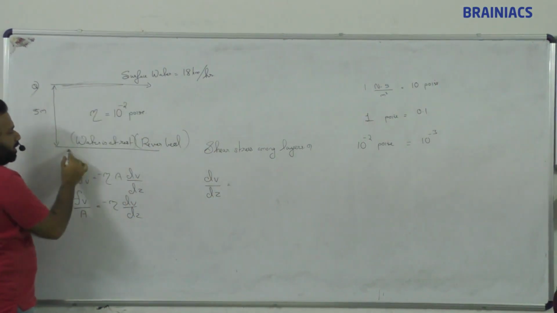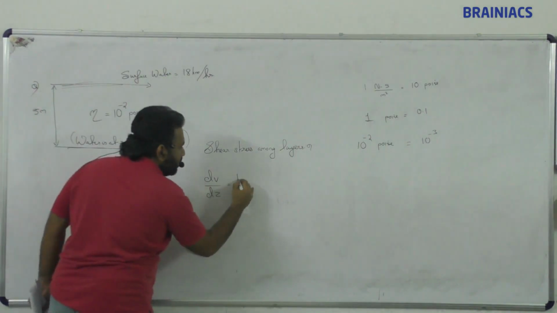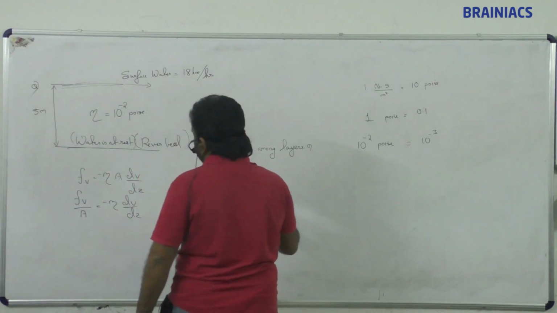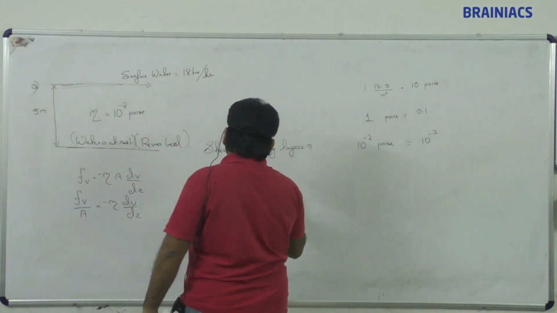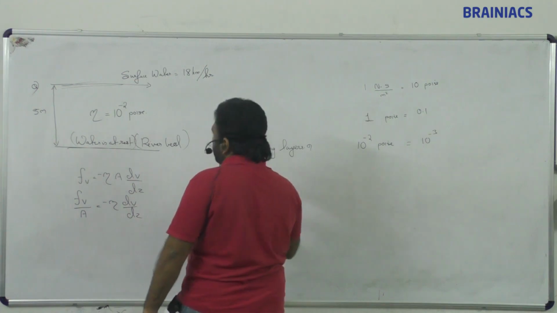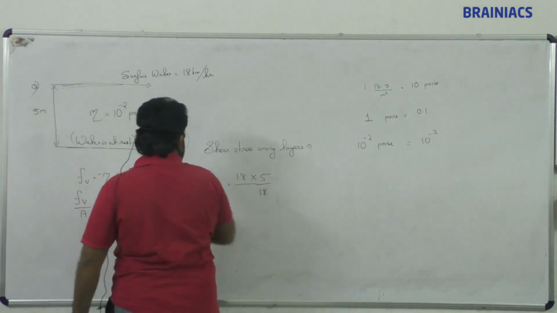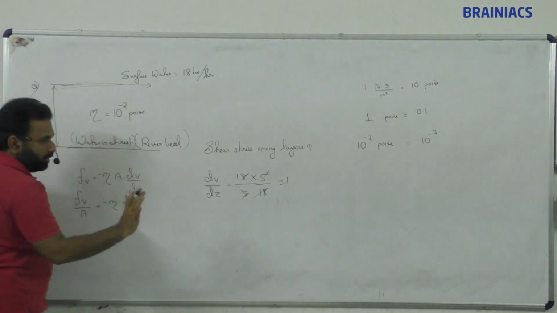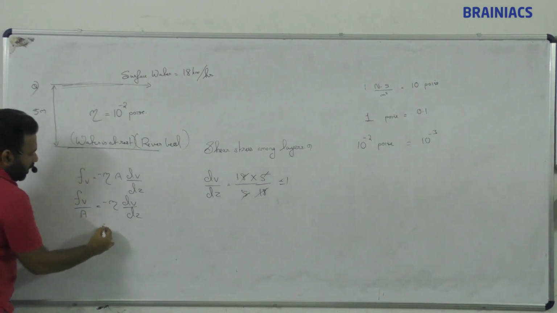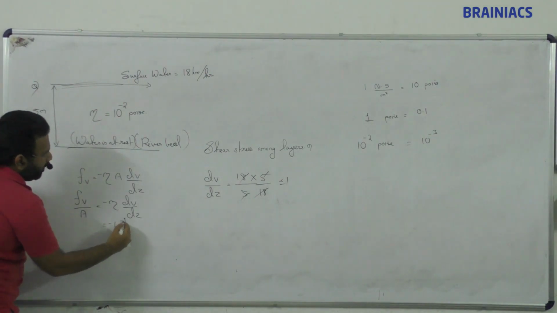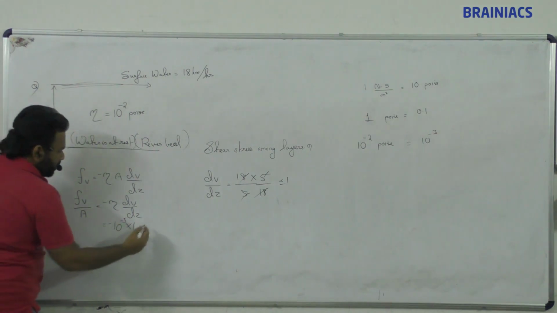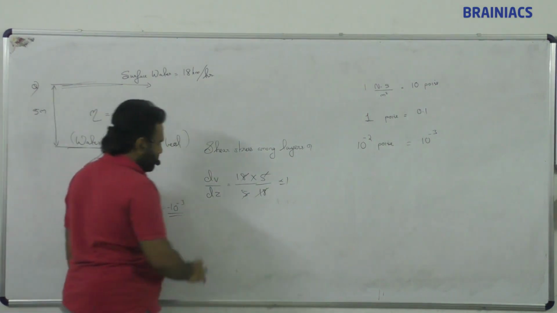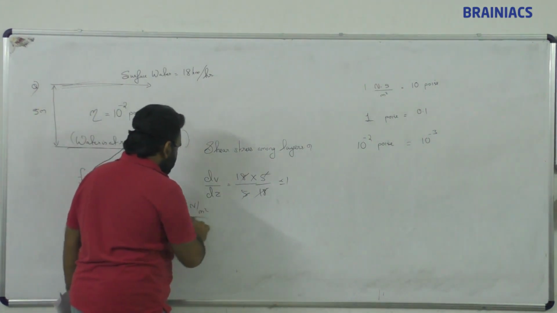Here it is 0. So dV is nothing but 18 minus 0, 18 kilometer per hour, into 5 by 18. Divide by dz, which is this distance. So this is going to be 5, 1 over. So this is going to be minus 10 raised to minus 3 into 1. So the answer is going to be 10 raised to minus 3. Okay, clear. So this is Newton per meter square.